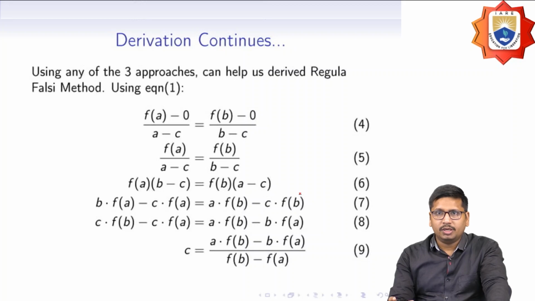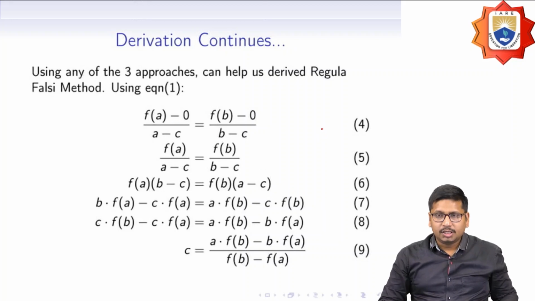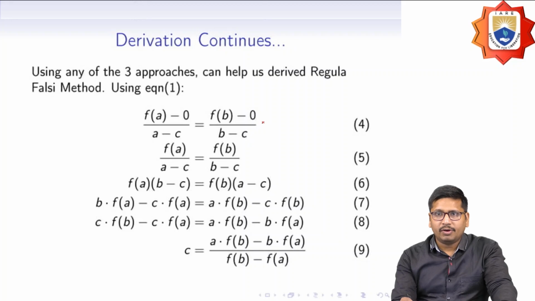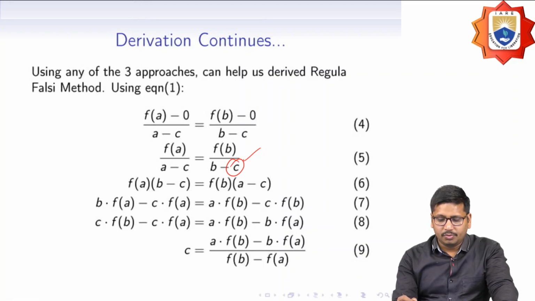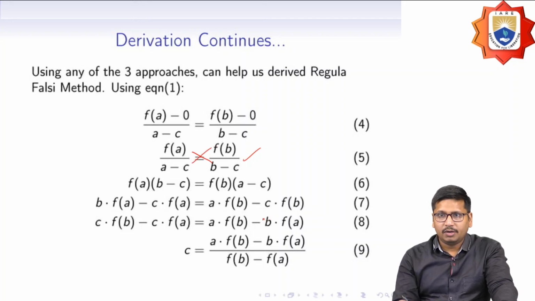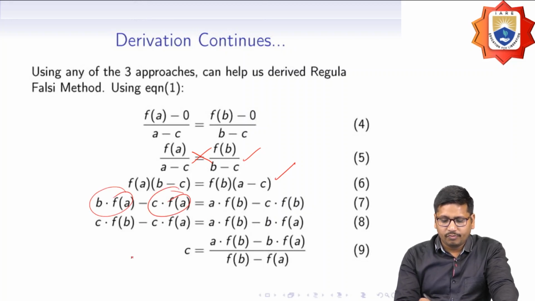If I take these values here and substitute in this one, how is the regula falsi method equation obtained? By taking f of a minus 0 by a minus c and f of b minus 0 by b minus c, this is the obtained equation. From this I can estimate the c value. So how is this c value obtained? For this I cross multiply: f of a into b minus c and f of b into a minus c, and again b into f of a, c into f of a, and a into f of b and c into f of b.